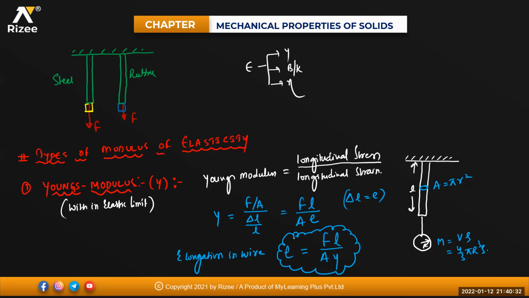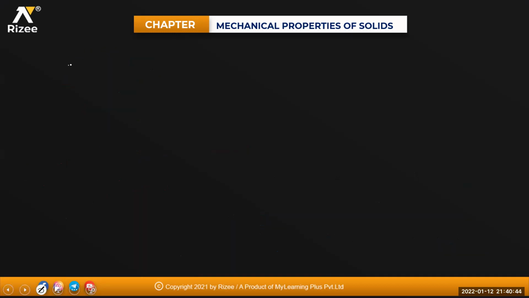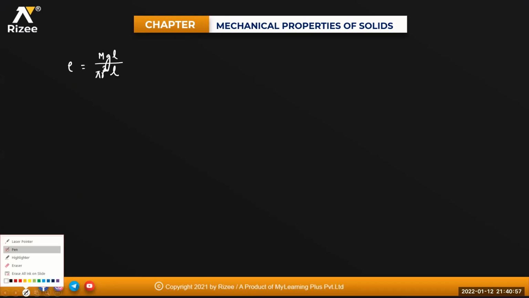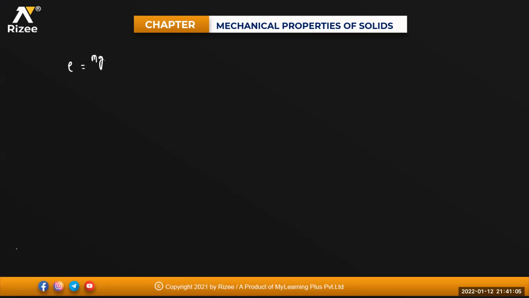Clear? Young's modulus is equal to F into L divided by A into E, and elongation E is equal to F into L divided by A into Y. So I can write here E is equal to F, which is the weight of the body mg, into L divided by area pi r square into Y. This is mg into L divided by pi r square into Y, whatever the weight you are applying. Mass is equal to volume into density, so volume into density into L into g divided by pi r square into Y. Volume is 4 by 3 pi R cube into rho into L into g divided by pi r square into Y.